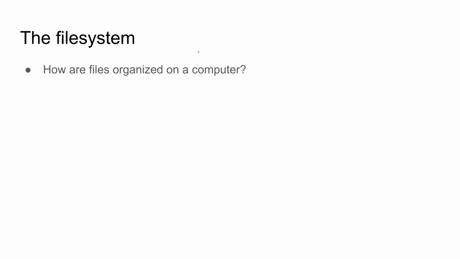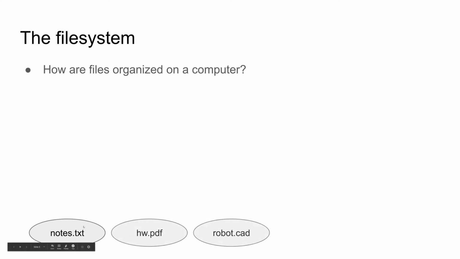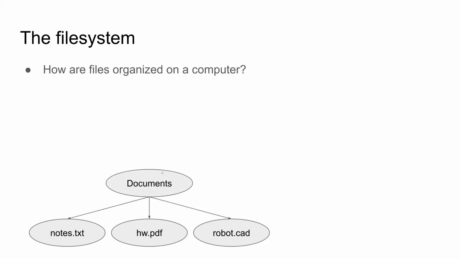The next thing I want to talk about is the file system, so how files are organized on the computer. So imagine you have this file called notes.txt down here in the bottom right. And you also have homework PDF and robot.cad. These need to be stored in a folder. You can't just have files floating around. And so let's say they're in your documents folder. Well, where does your documents folder live? Well, it lives in your home directory.